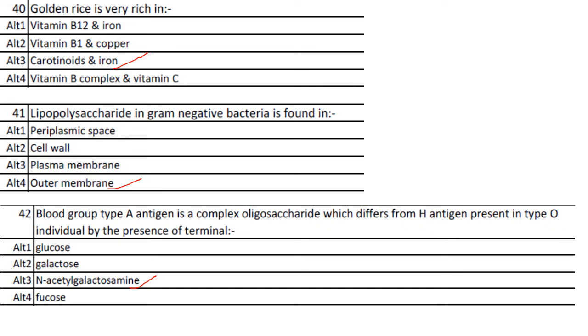Then next one. Golden rice is rich in carotene and iron. Answer is option C. Lipopolysaccharide in gram-negative bacteria is found on the outer membrane. Then next one. Blood group type A antigen is a complex oligosaccharide which differs from H antigen present in type O individuals by the presence of a terminal N-acetyl galactosamine. So blood group type A antigen differs from H antigen present in O type individuals because of the presence of terminal N-acetyl galactosamine.